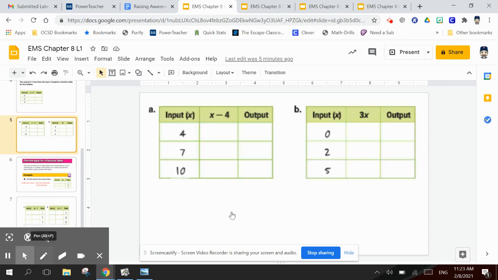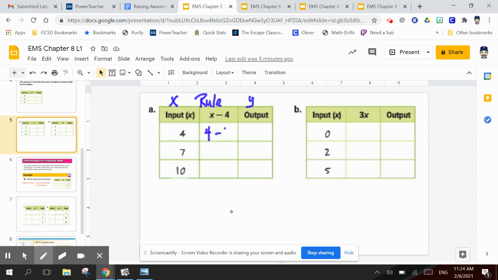Now, in these two function tables, again, the first one here, input is always my x value. This is always my rule. And this will always be my y value, my answer to that. So I look at my rule, x minus 4. So whatever x is, I'm going to take away 4. So here x is 4. So I take out my x value and I put in the number 4. 4 minus 4 equals 0.